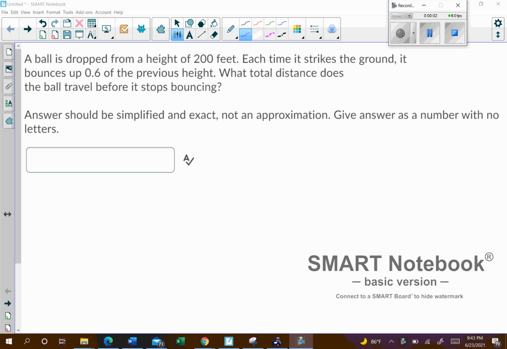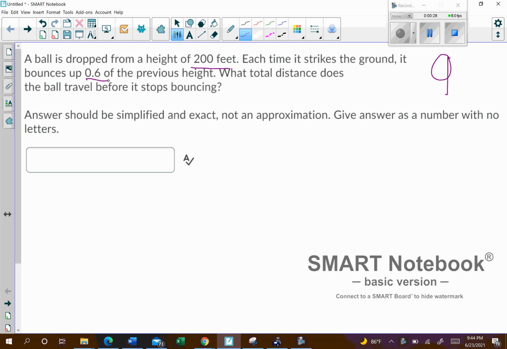Okay, this is number 9, and it's a little tricky here. Sorry, I have a different pen I'm using here, so the handwriting might not be very good, but let's go ahead and take a look at this. It tells you how high you're initially dropping it from, and then it's going to bounce 0.6 of the original height each time.